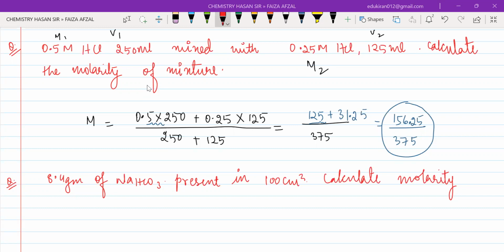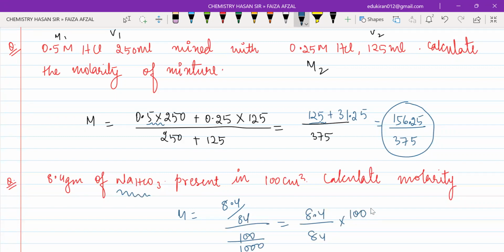So 10 m. Let me just check. The molar mass of NaHCO3, what is the molar mass? 84. Volume is 100 centimeter cube. Just convert it into liter, so divided by 1000. So you can see it will be like this, and this and this will be cancelled. Then 10 will be here. This and this will be cancelled. 1 m it will be, right?